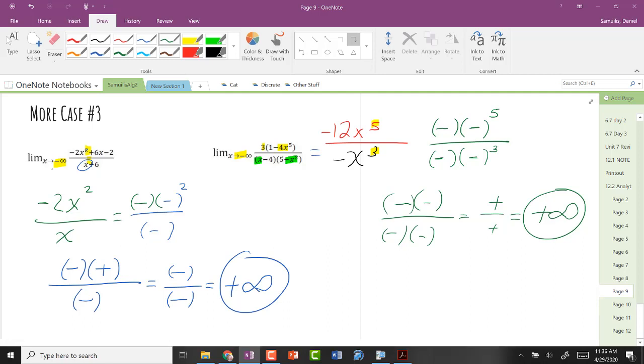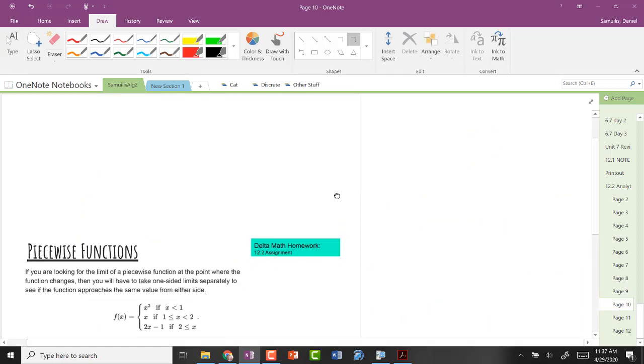All right, now, like I said, or maybe I didn't say it, I can't remember. On Delta Math, when it is approaching infinity or negative infinity, it'll actually tell you to put in does not exist. So I would highly suggest you practice with these. When you get your review, it won't be does not exist. It will be positive or negative infinity. So make sure you know how to use the sign rules.